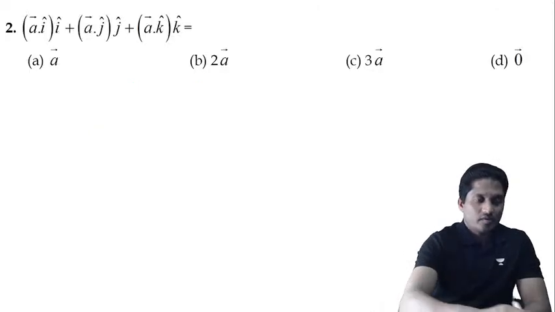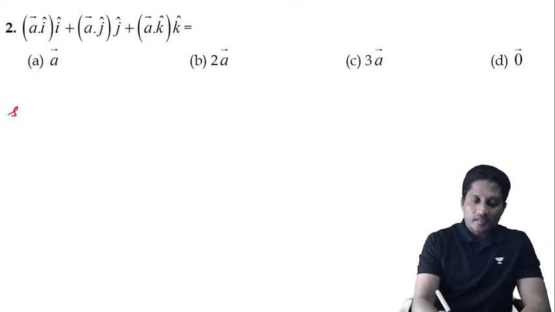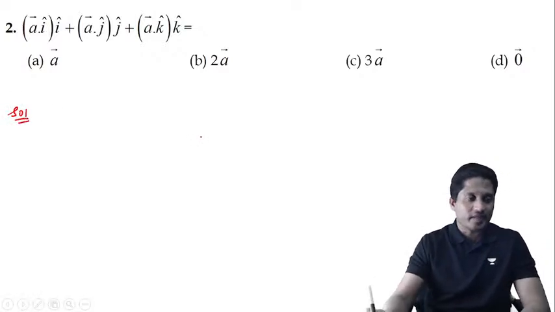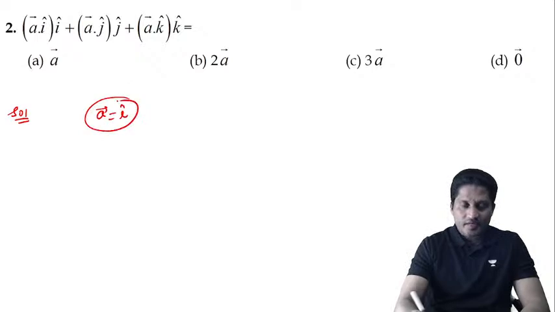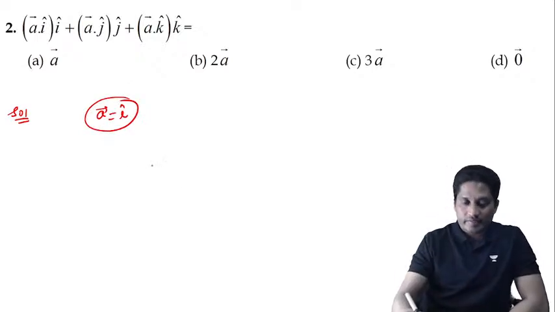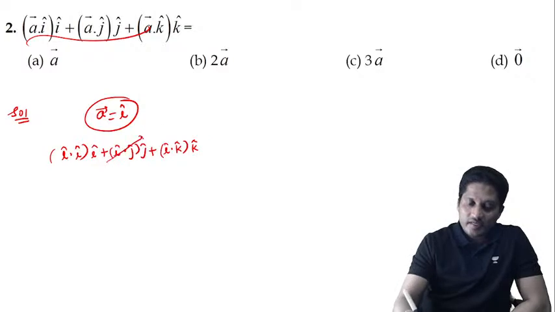Question number 2. See, if you come across such questions, no need to prove it. For any vector A, it can be any vector, right? So I'll take vector A is equal to I. If I take vector A equal to I and substitute in the question, this becomes I dot I into I plus I dot J into J plus I dot K into K. I dot J is 0, I dot K is also 0, I dot I is 1. So you get this as I.